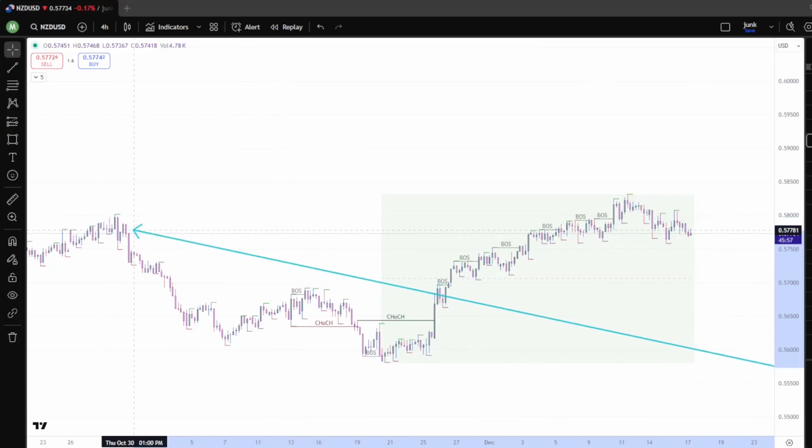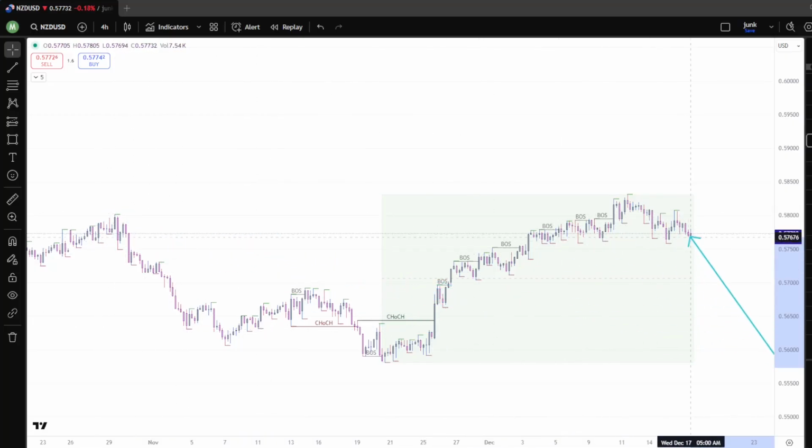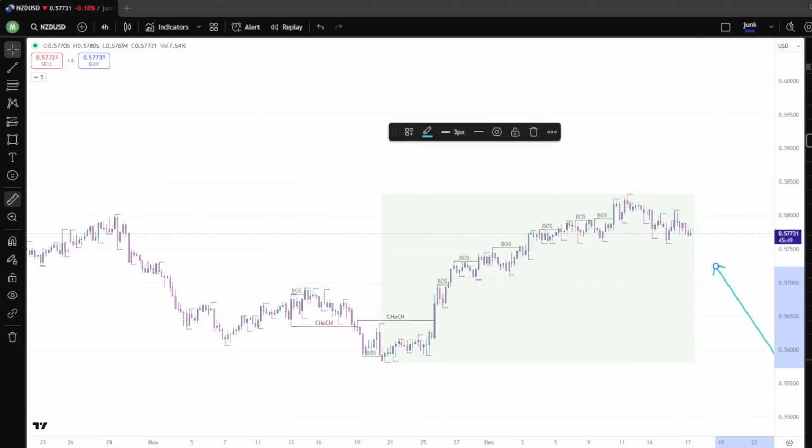But since it did get past this area of supply, I'm expecting that to happen when momentum does kick back in to the upside and take out the highs of the overall range. But it's in this area of consolidation now.